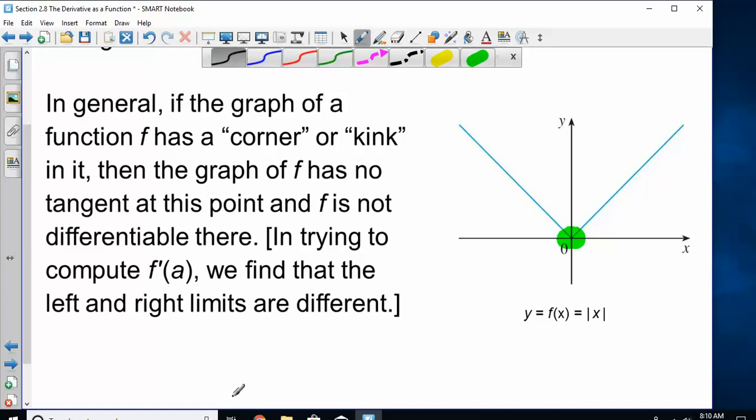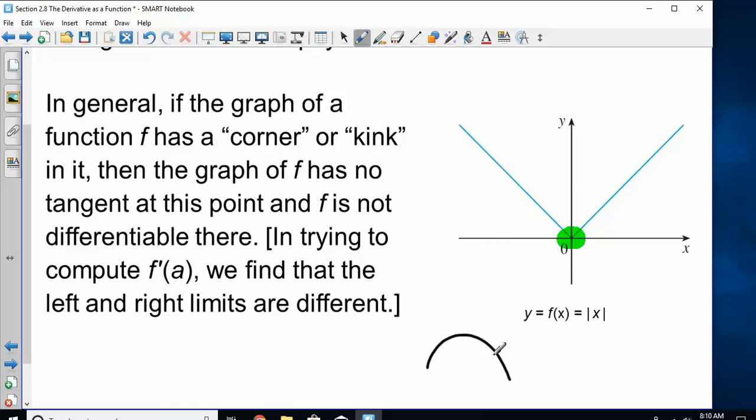In general, if you have a corner, it's not differentiable there because it's not a unique tangent line at that point. You know, if I give you a curve, there is only one perfect tangent line that only hits that graph at one point. But if I give you a corner, I could draw a lot of different lines that only hit that graph at one point. So, if you have a sharp corner, there is not a derivative. If there is a break in your graph, it's not differentiable there.